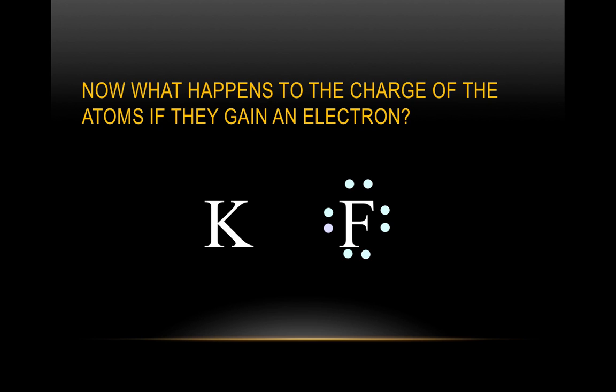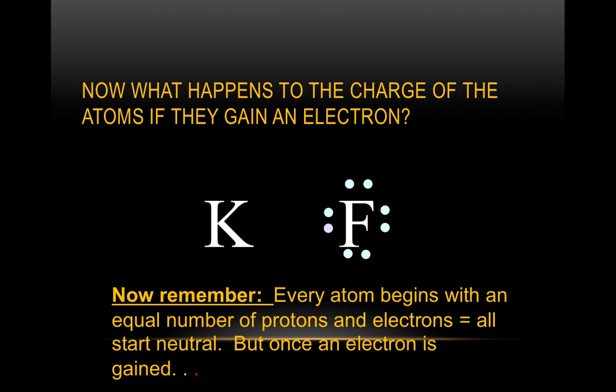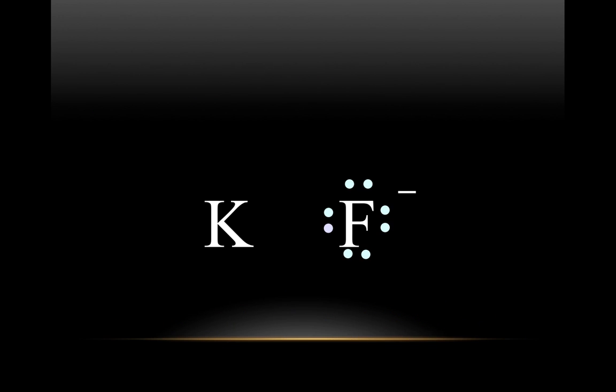Now, what happens to the charge of the atoms if they gain an electron? So remember, electrons have a negative charge. So if it's gaining an electron, it's gaining negative charge, and that means it's going to become negative. And the potassium atom now has lost one negative charge, which means it's going to have one more positive charge in there, and it becomes positive. We call this an ion. Anytime you gain or lose an electron and you're no longer neutral, remember I kept talking about how up to now all atoms were neutral, now they're not, we call that an ion.